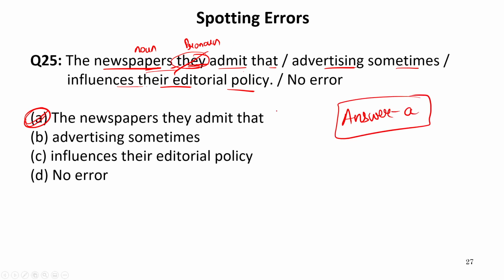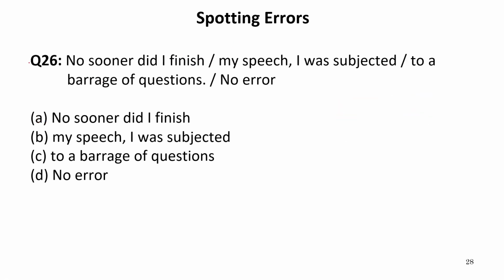Now let us move to the next one. No sooner did I finish my speech, I was subjected to a barrage of questions. As I told you earlier as well, no sooner is always followed by than, as a pair conjunction. So after this clause, we should have than. So the word is missing over here. It means our error is in part B. So our answer is B.